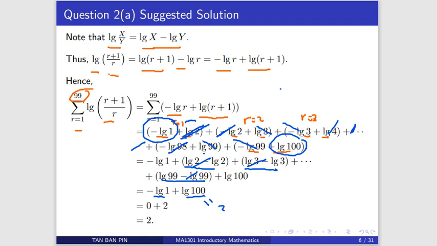Log 100 will give you 2. Log 1 is 0. So that's why it's 0 plus 2, which gives you 2.